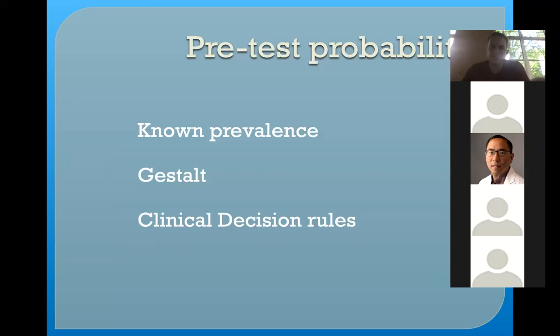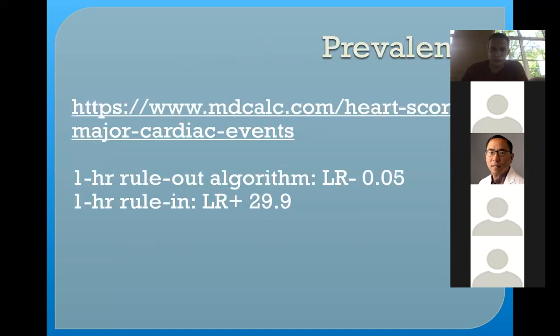So how do you figure out what someone's pretest probability is? Either by knowing the known prevalence of disease in a patient population, so probably more applicable to oncologists and cancer, using clinical gestalt, or by using clinical decision rules, and we'll talk about how we do that.